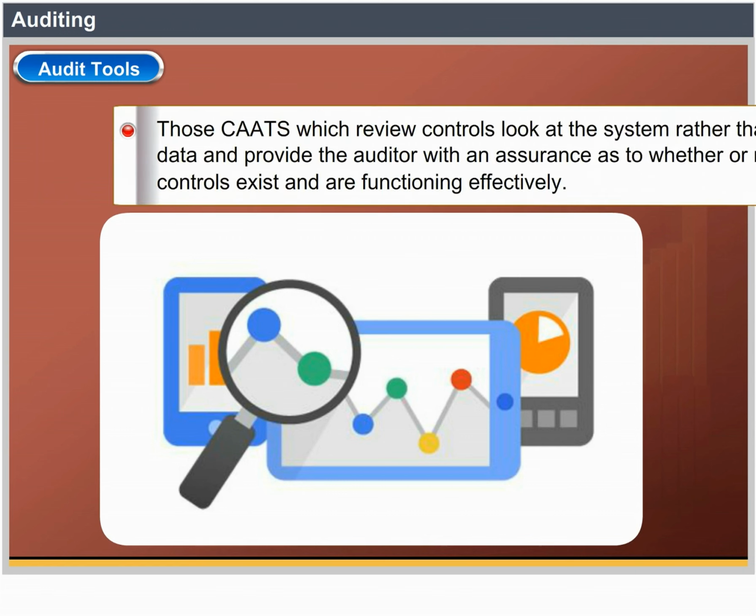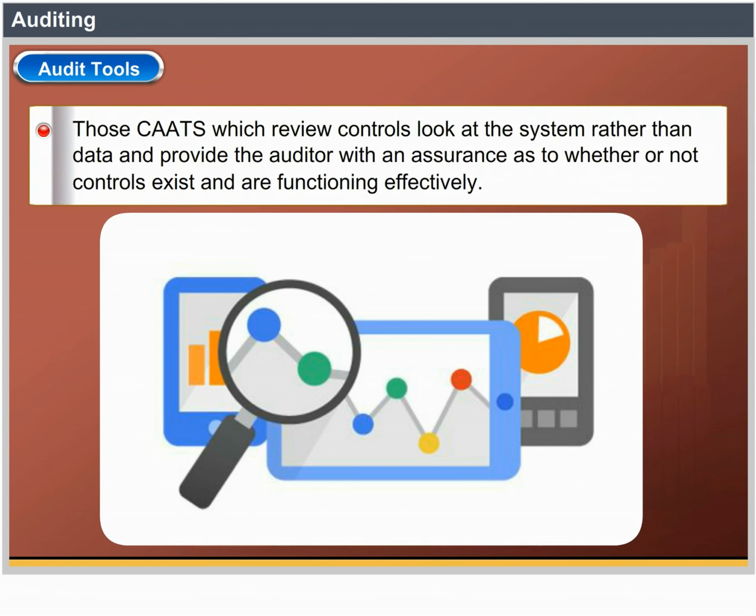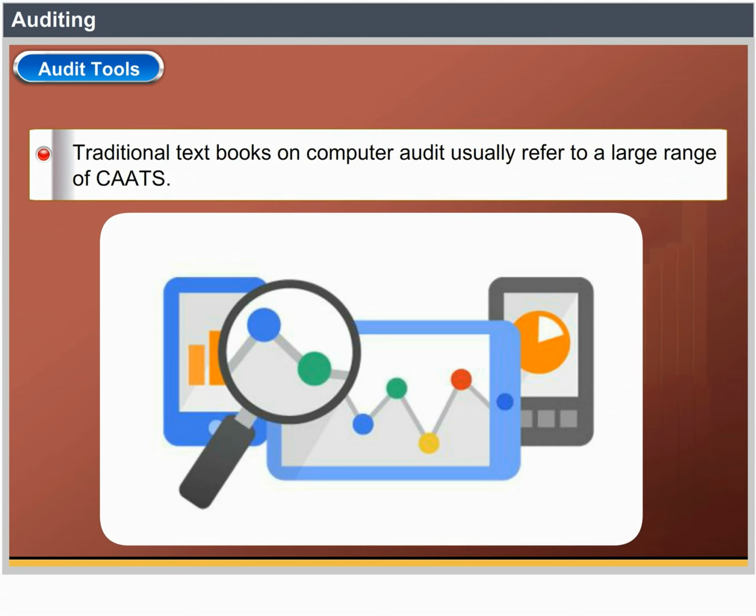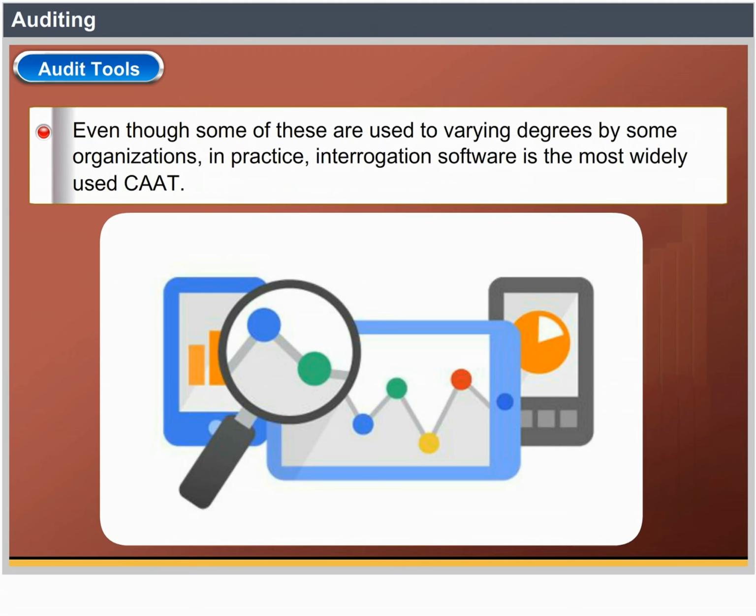Those CATs which review controls look at the system rather than data and provide the auditor with an assurance as to whether or not controls exist and are functioning effectively. By implication, this will cause the auditor to question the accuracy and integrity of that data. Traditional textbooks on computer audit usually refer to a large range of CATs. Although some of these are used to varying degrees by some organizations, in practice, interrogation software is the most widely used CAT.